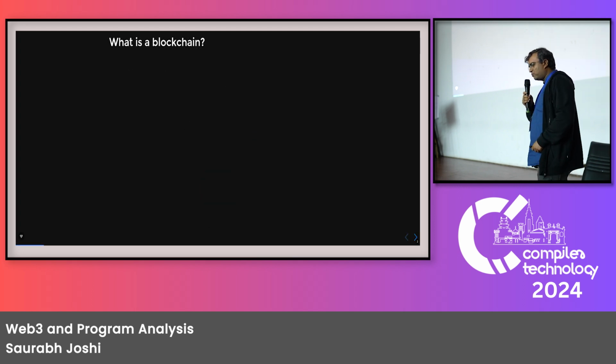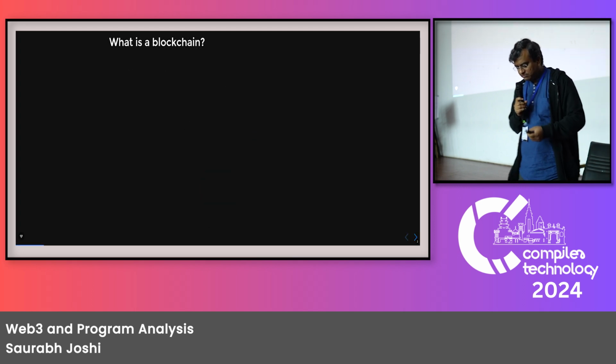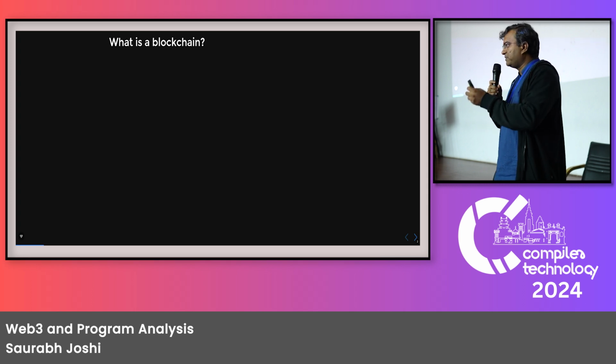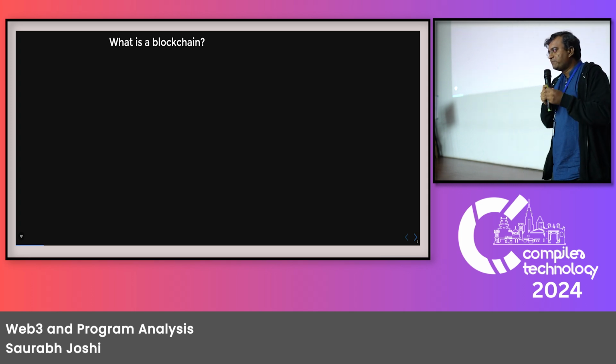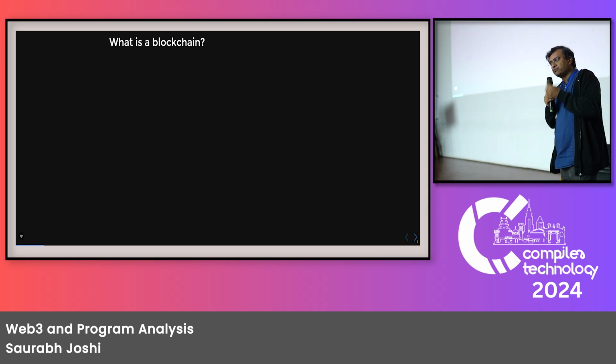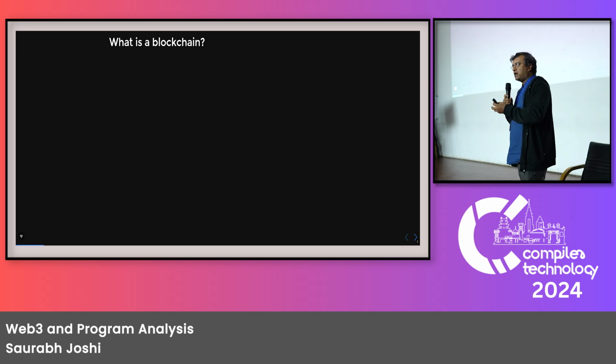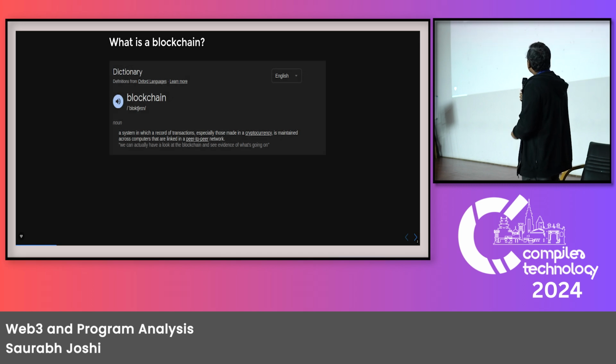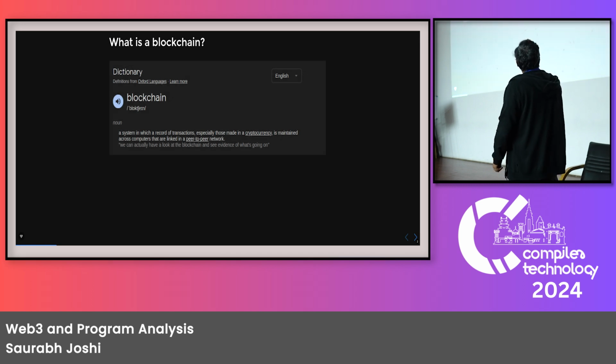So, most of us know Web3 as, okay, Web3, people understand that Web3 is a blockchain. Web3 in and of itself is actually much more than blockchain, but blockchain is one of the centerpieces around which Web3 is built. So when I Google for blockchain, this is the definition that comes up. It says a system in which a record of transactions, especially those made in cryptocurrency, is maintained across computers that are linked in a peer-to-peer network.